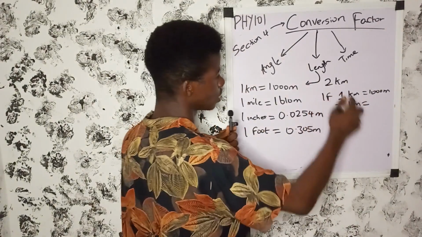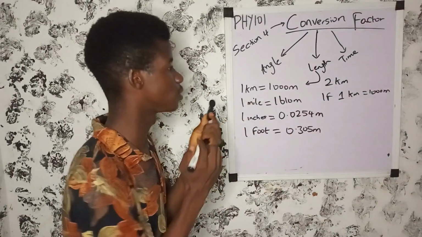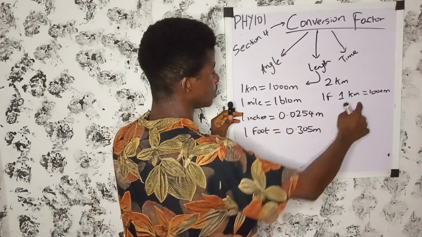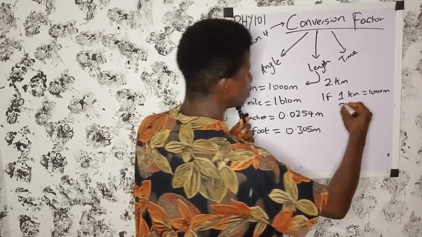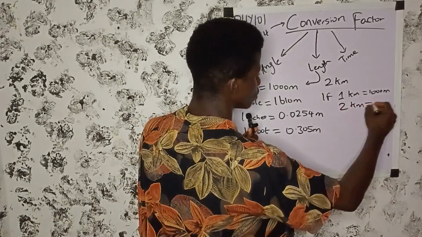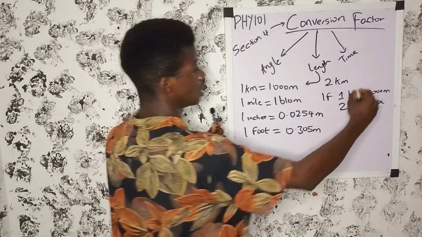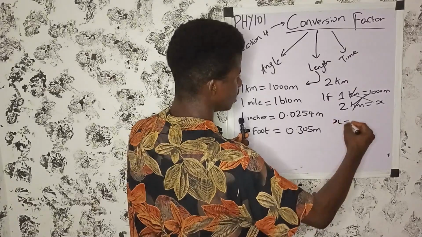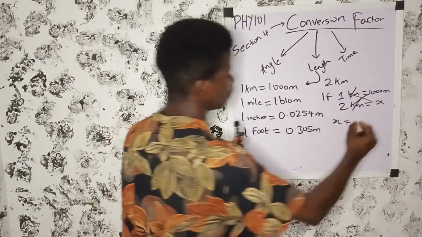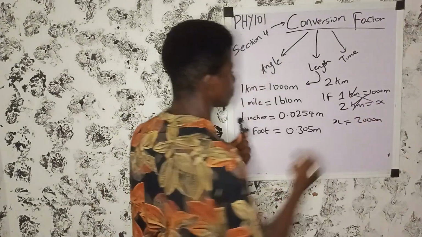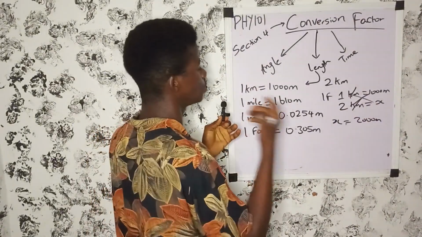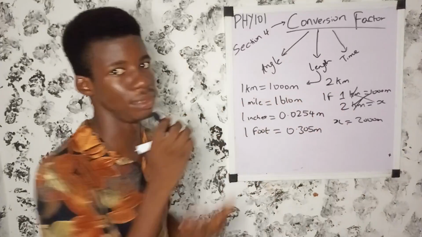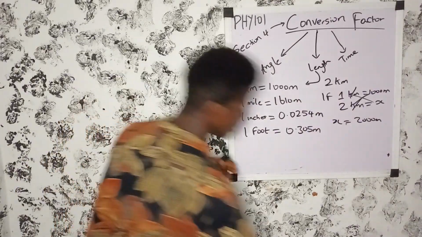If they tell you to convert from 2 kilometer to meter, you say if 1 kilometer is equal to 1,000 meter, then 2 kilometer will be equal to x. Now if you cross multiply, 1 times x gives you x, then 2 times 1,000 gives you 2,000 meter. So this tells you that 2 kilometer is the same thing as 2,000 meter.